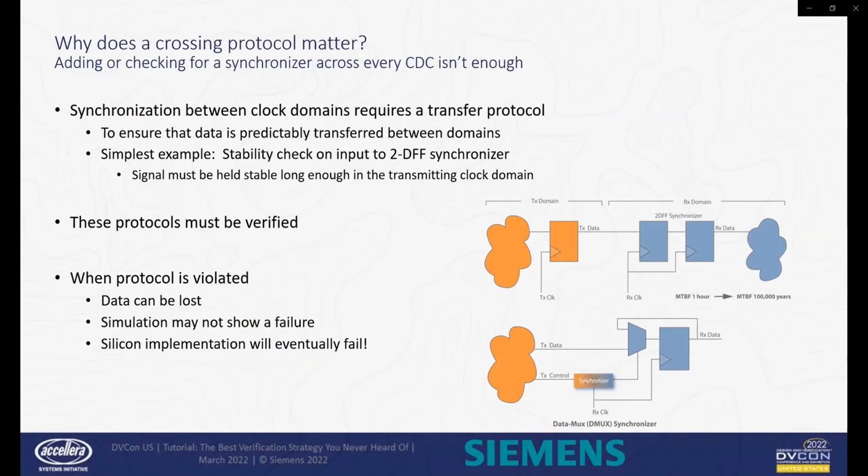A synchronization scheme requires a specific protocol to be followed. The simplest is that of a single 2DFF serial register combination. The required protocol is that the source signal must be held long enough for the destination flop to sample it. This might seem trivial, but it is often overlooked. Verifying the protocols is important to ensuring correct behavior. When the protocol is violated, data can be lost, corrupted, or even metastability may happen. Simulation will typically not find this, but your customer will with intermittent failures.